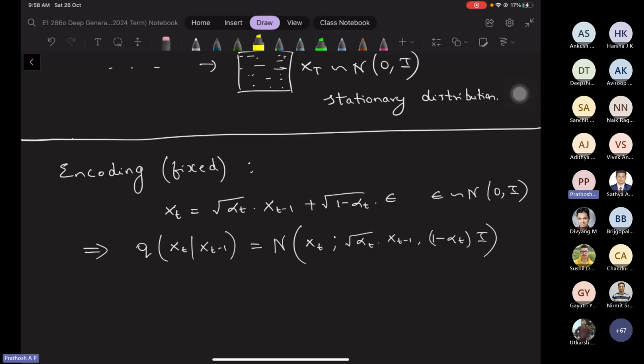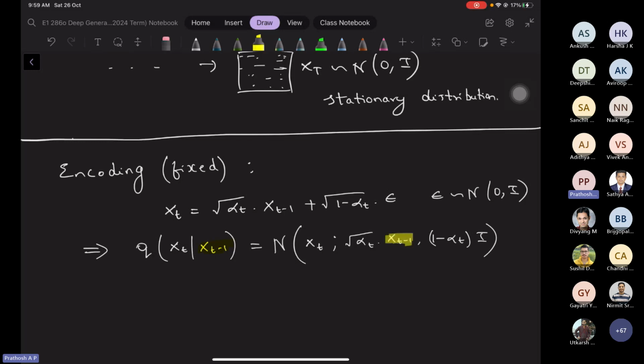When you're writing a conditional distribution like this, the conditioning random variable xt minus 1 is fixed in the sense that it has already taken some value. But the random variable to be conditioned, xt, is not fixed. We have a distribution over it. That is what we have written: a normal distribution over xt, where the mean is square root of alpha t times xt minus 1.